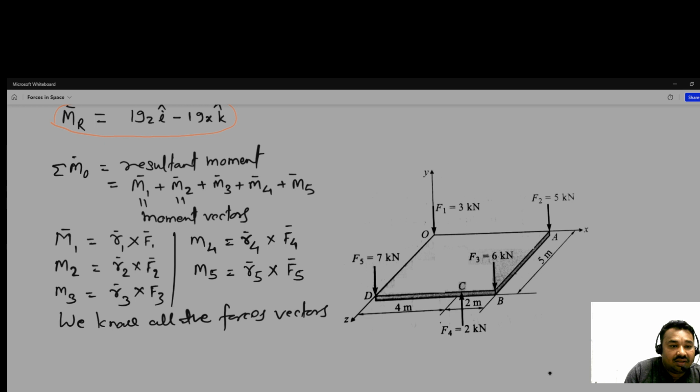We have to find out this R1 with respect to origin. Let us find the R1 vector with respect to origin. This is our origin, and F1 is acting at the origin. It means the line of action of F1 is at O. That's why R1 will be 0.